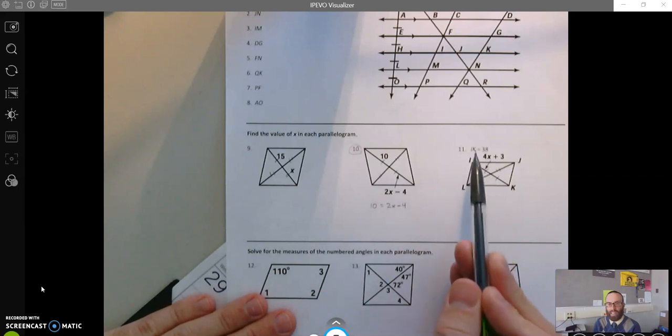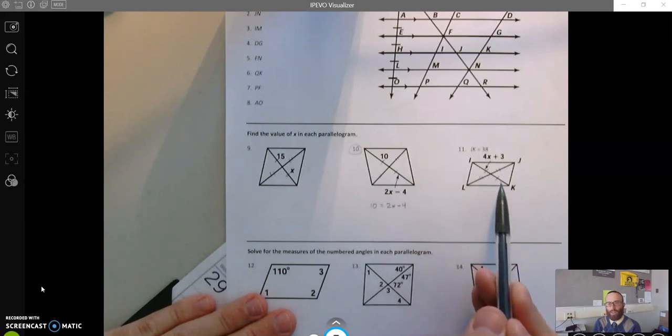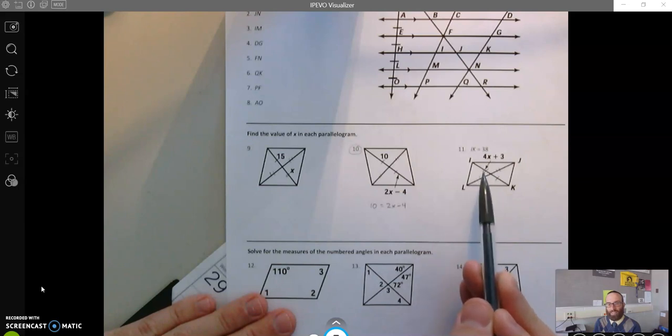Be careful in this one. IK is telling you the length of the whole thing. You need to think about what this half is going to be.